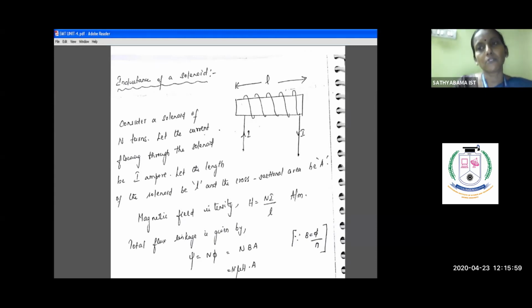Next is the inductance of a solenoid. It may be asked as a 2-mark question, a simple derivation only. For the solenoid, we have already seen in the third unit, a solenoid is nothing but an iron bar on which a copper coil is wound. The length of the solenoid is taken as L here. The basic formula for magnetic field intensity is H equals Ni by L. And the inductance formula, as we all know, is N phi by I.